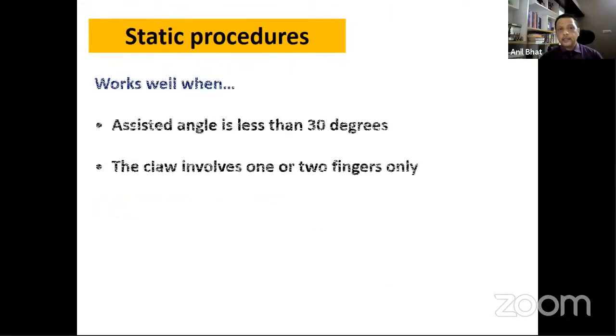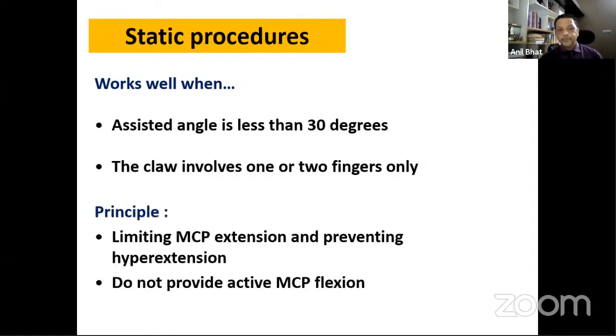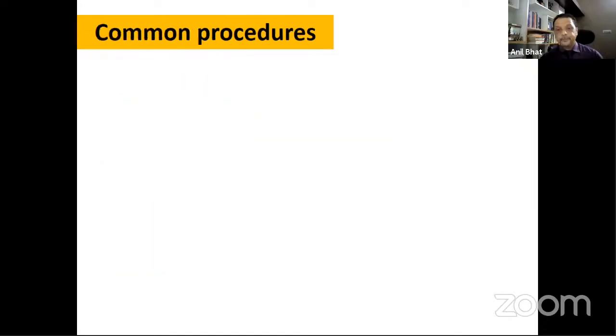When do you do these two things? That's why now your assisted angles will come into picture. Static procedures will work when the assisted angle is less than 30 degrees. So you just need some amount of creating an MCP flexion there, and the claw involves 1 or 2 fingers only. The principle is basically you are limiting the MCP extension and preventing the hyperextension. But they don't provide active MCP flexion because it's not a tendon transfer. You're just creating that MCP flexion here by some procedure, so that the claw gets abolished.